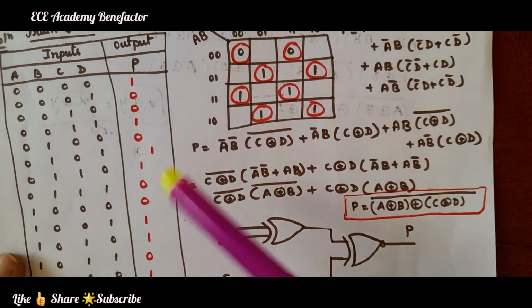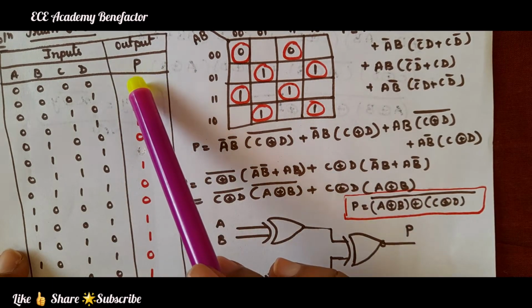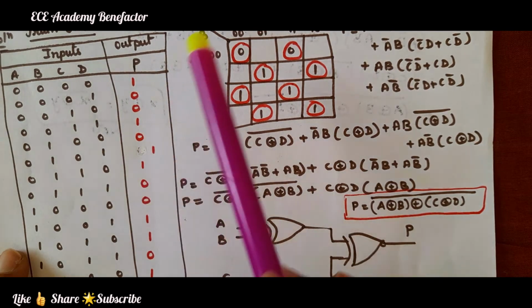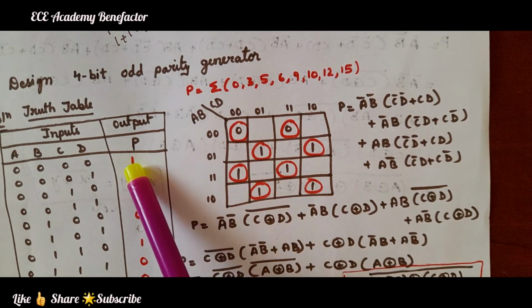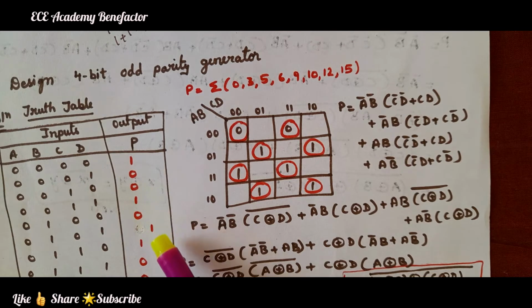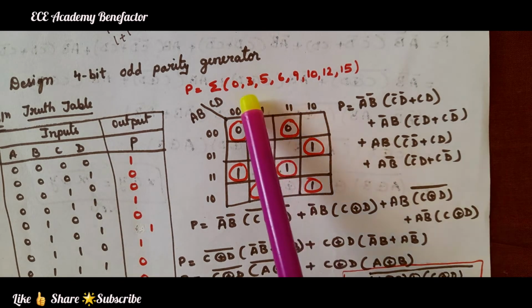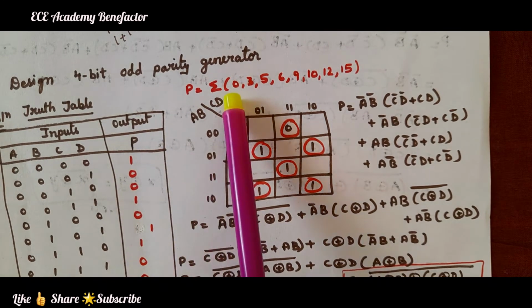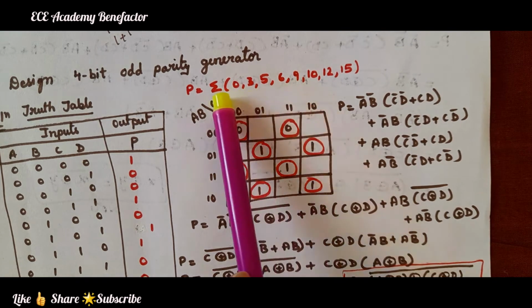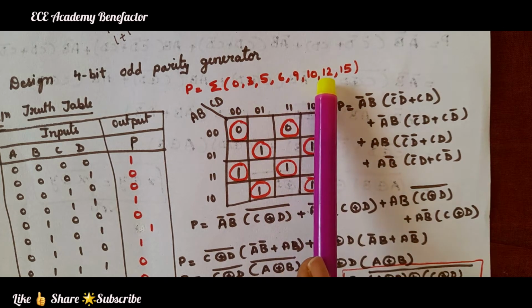Okay. So, now we have got this parity column, which is the output column. Where ones are present, we have listed them as a list of minterms like this. So, parity is 1 at 0, 3, 5, 6, 9, 10, 12 and 15. By looking at this output column P, we have written where the ones are as a list of minterms: 0, 3, 5, 6, 9, 10, 12, 15.